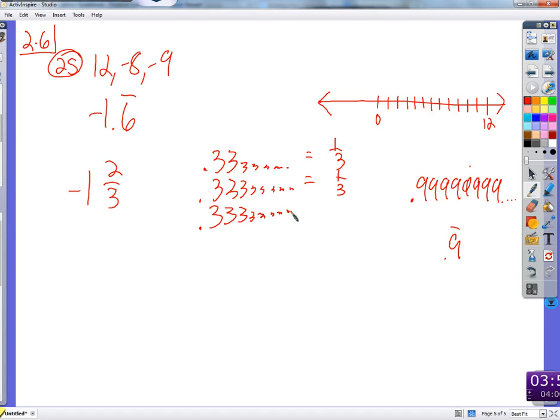3 plus 3 plus 3. Jada? 0.9 repeating. 0.9 repeating here. This is also 1/3. So we get 0.9999999999 forever and ever and ever.